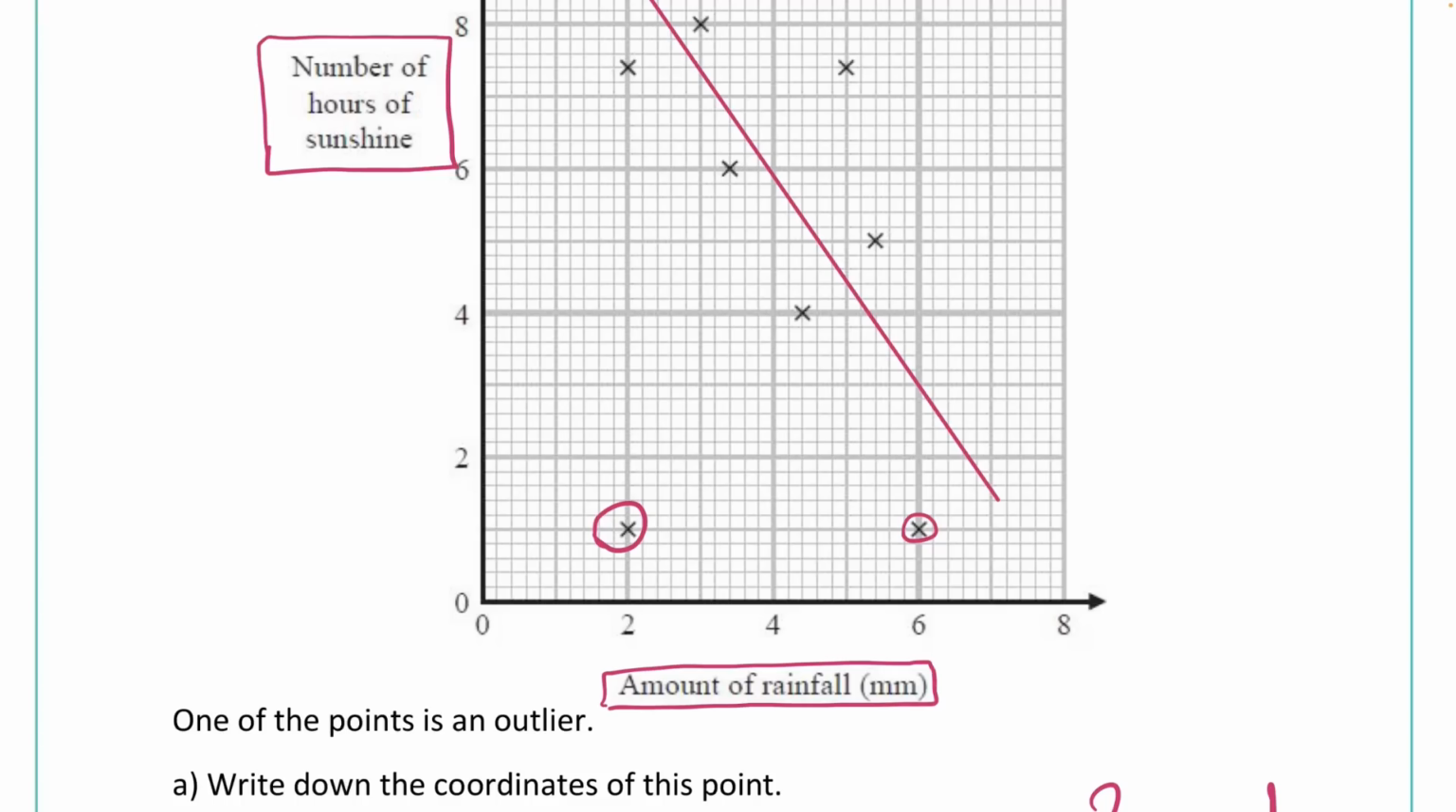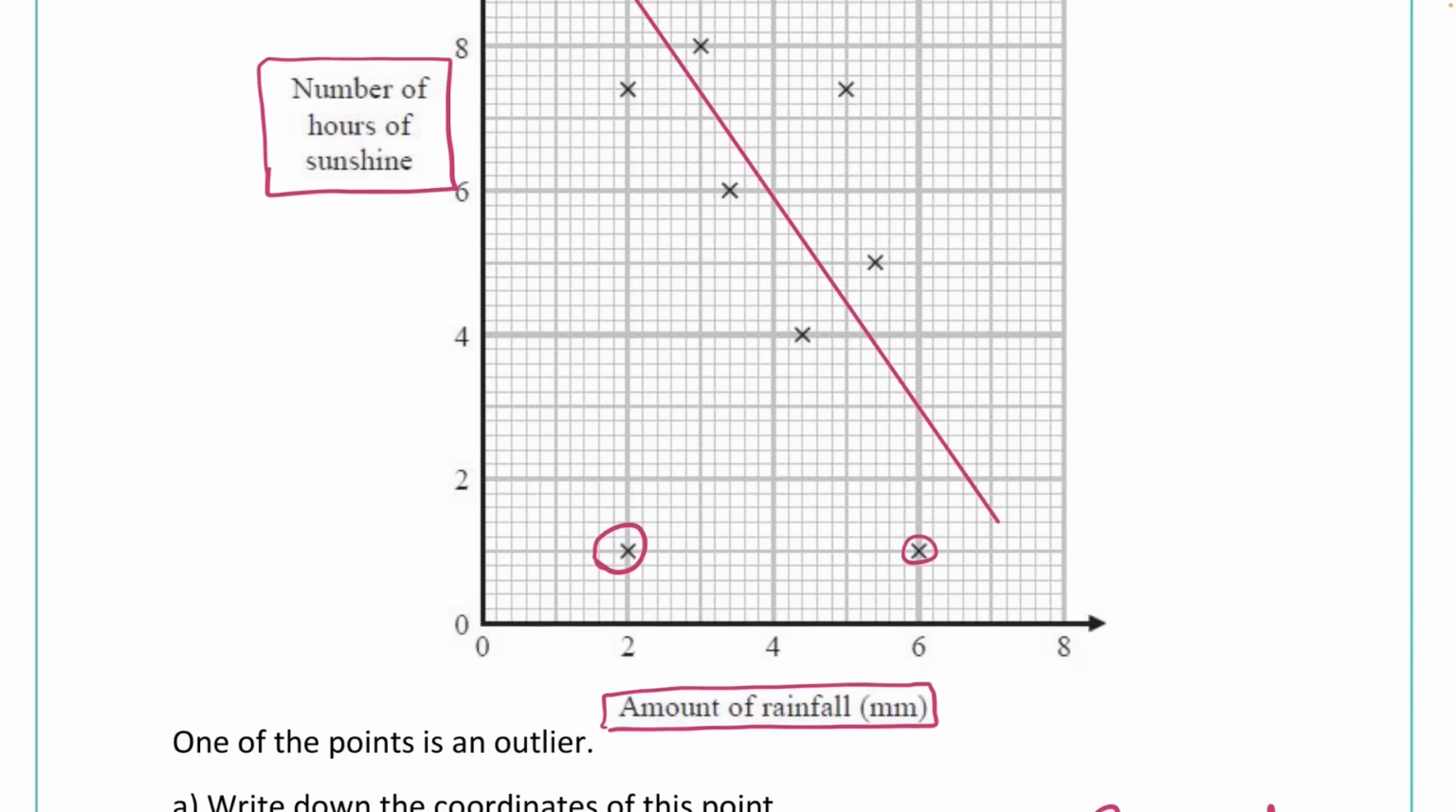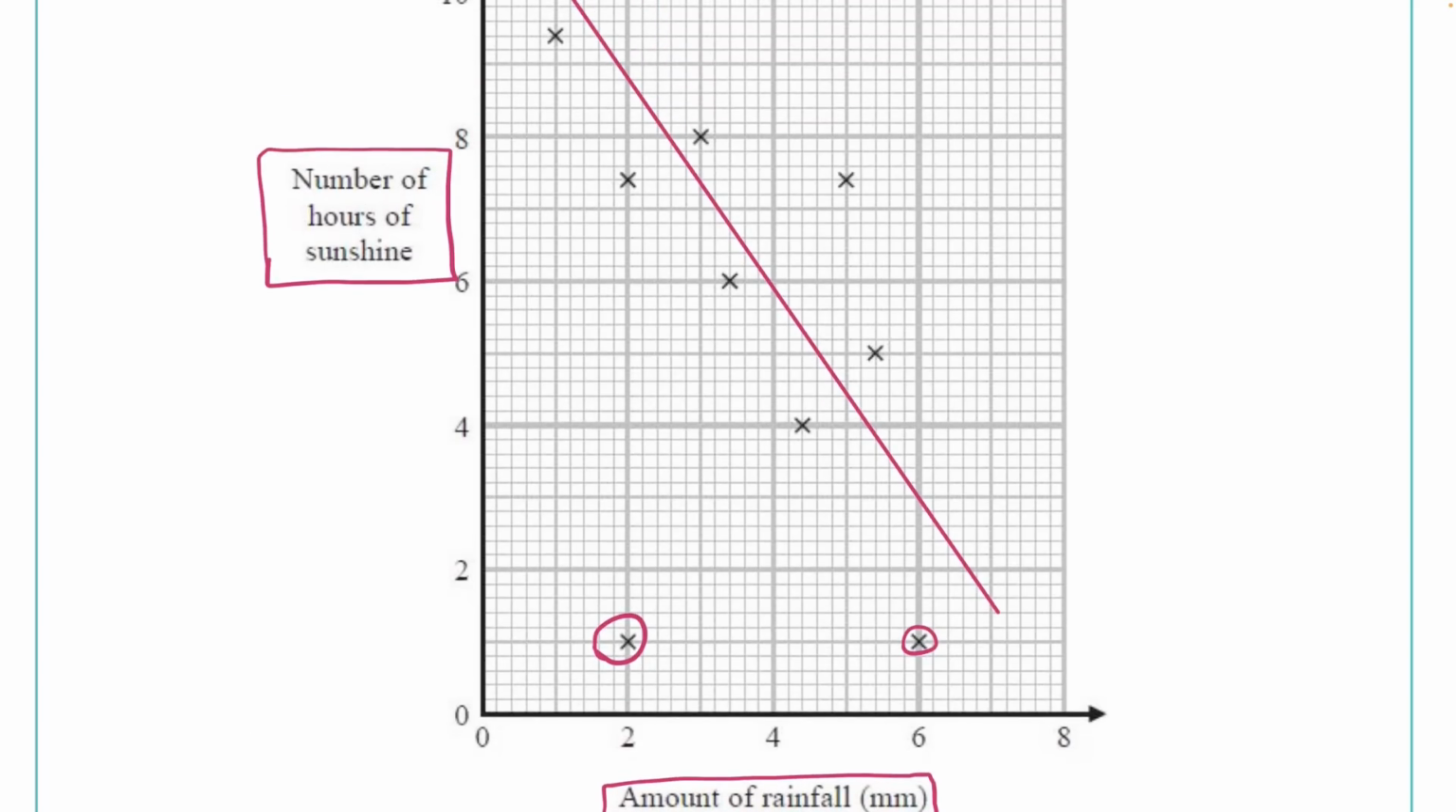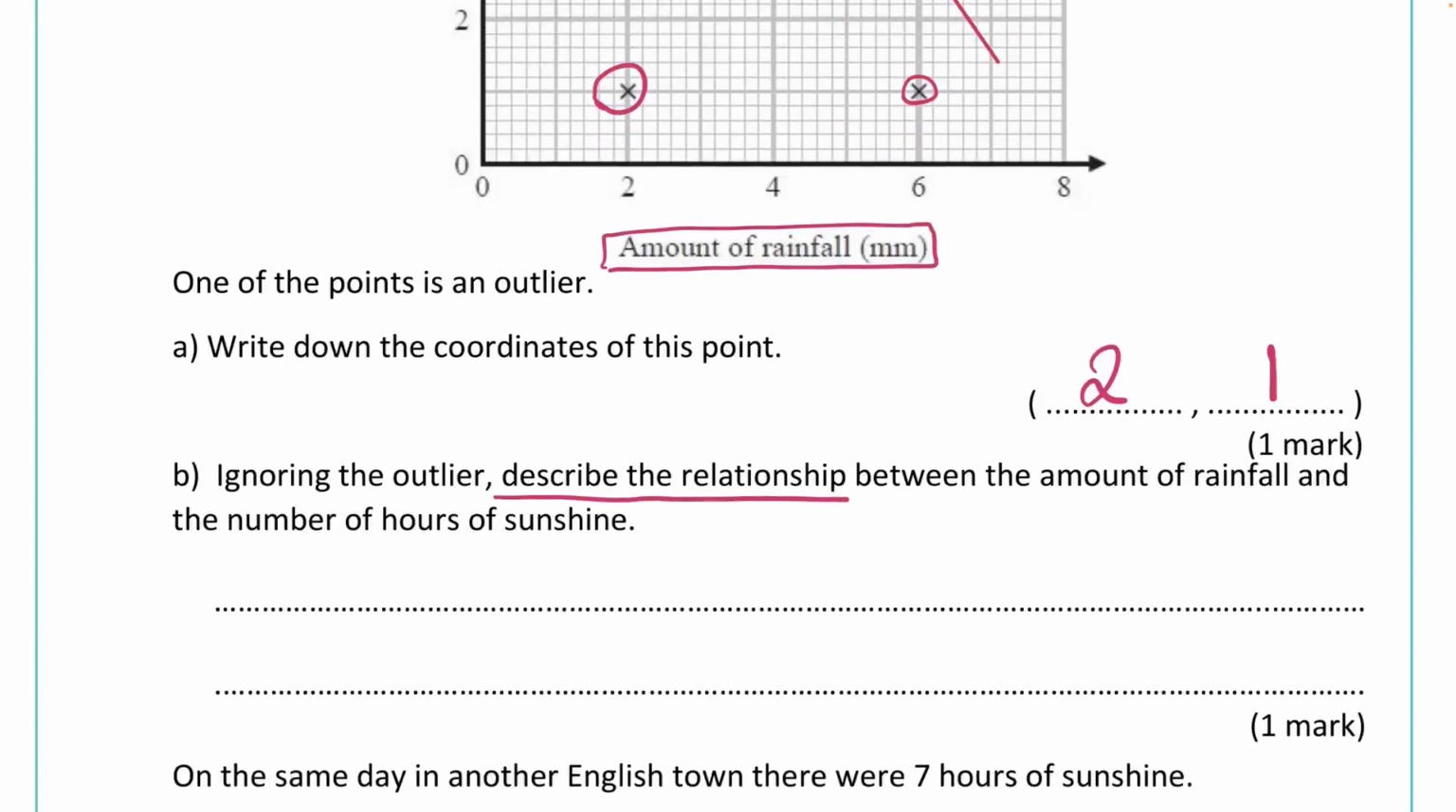So what we're seeing there, and this is what the negative correlation means, is that as one goes up, the other goes down. So here, as the number of hours of sunshine increases, the amount of rainfall decreases. So we could say here, as the hours of sunshine increases, the amount of rainfall decreases.